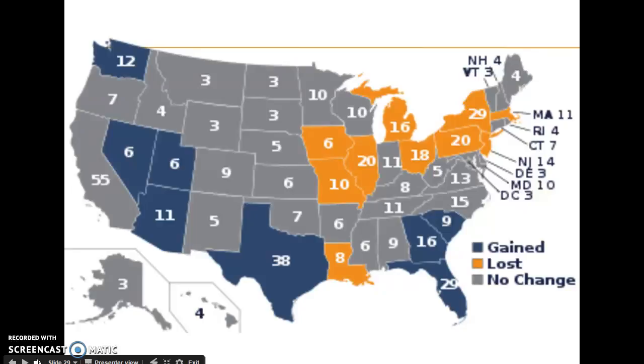Here's a quick map showing the number of electoral votes per state and whether they've gained or lost as of, I believe this is 2000, or 2010, sorry.